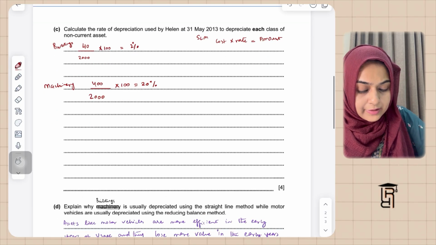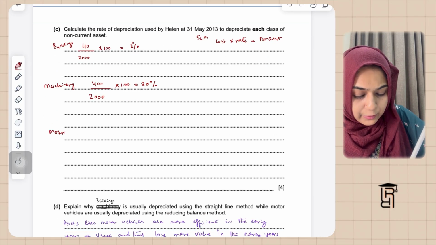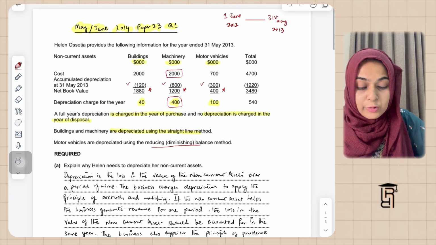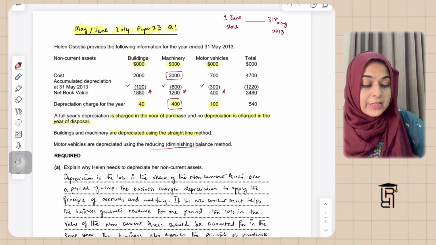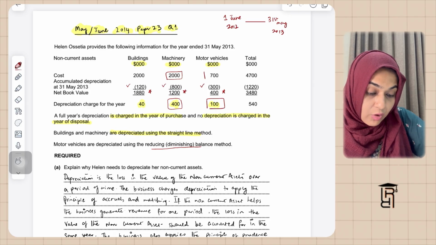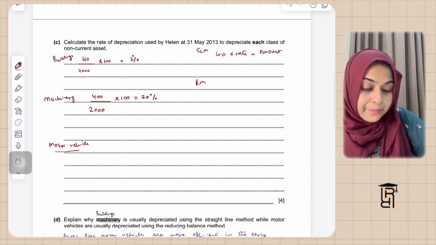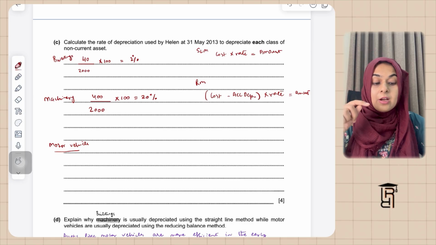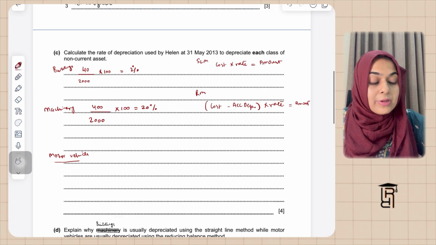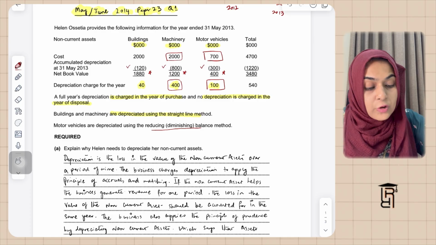And then for the third one, that is the motor vehicles. For the motor vehicles, I have used the reducing balance method, and I'm going to calculate the rate for you. The depreciation charge for the year is 100 and the cost is 700. But you guys know that in case of RBM, the formula is cost minus accumulated depreciation multiplied by rate, which gives you the amount of depreciation, the expense for the current year. So the expense for the current year is $100, that I know already.